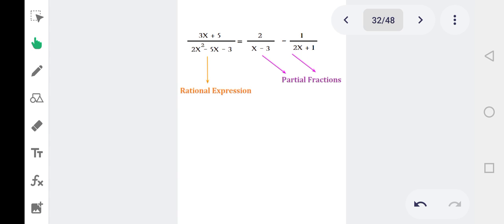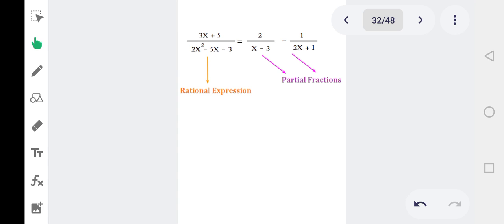So what does it mean? This means that when you decompose this fraction that we have here, you are going to end up with these two fractions. So when you decompose a rational expression or a rational fraction, what you are going to get are partial fractions. So decomposing simply means when you break it down into its simplest fractions, you're going to end up with partial fractions. So when you add these partial fractions, you're going to get this. So as simple as that.